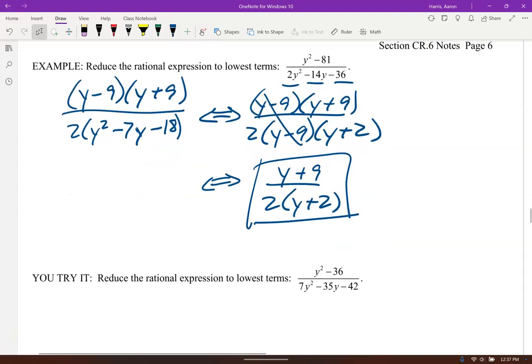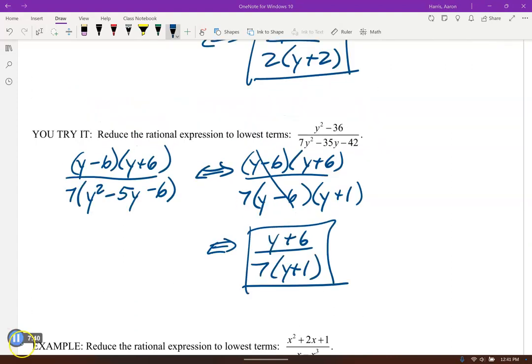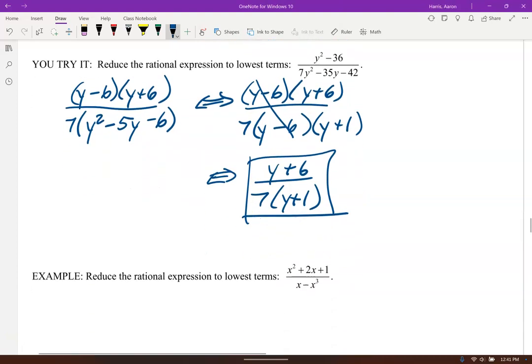So why don't you guys go ahead and try that next one. Go ahead and check your work on that one. You should have y plus 6 and a 7, y plus 1 on the bottom there. And let's go ahead and move on.